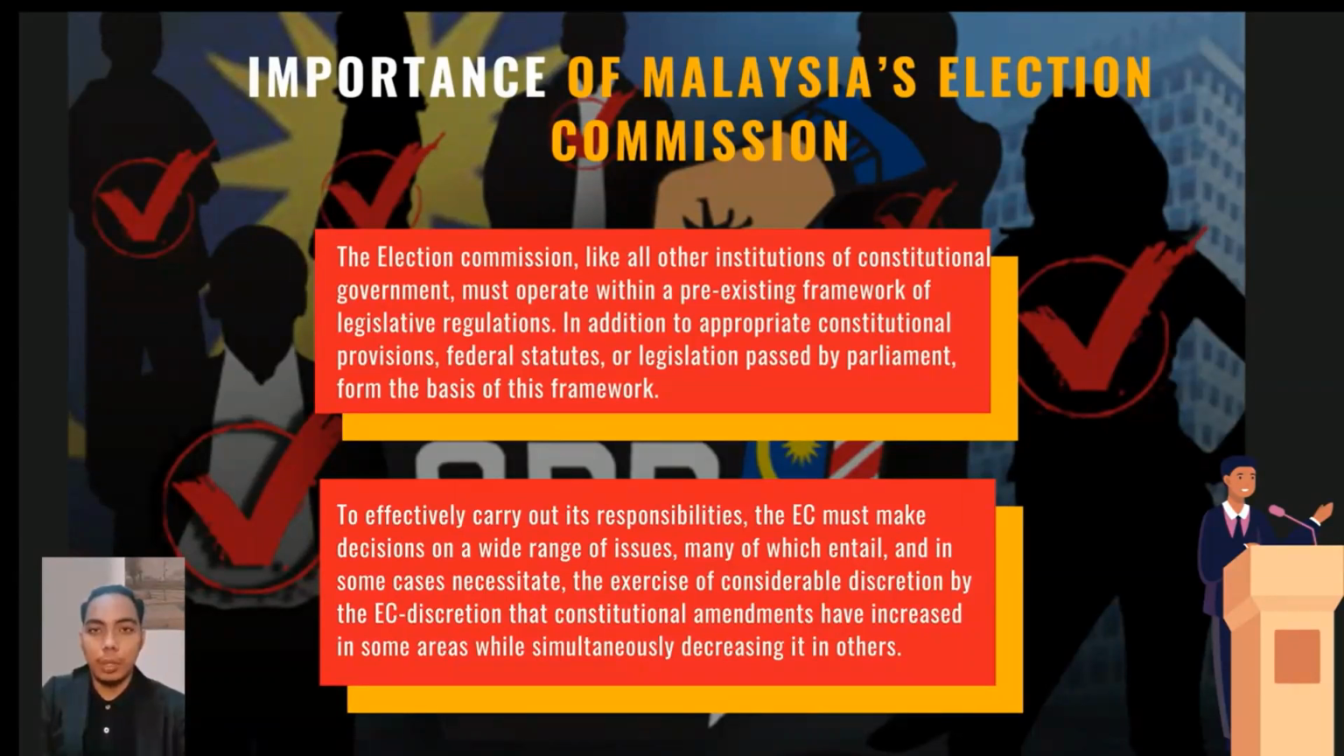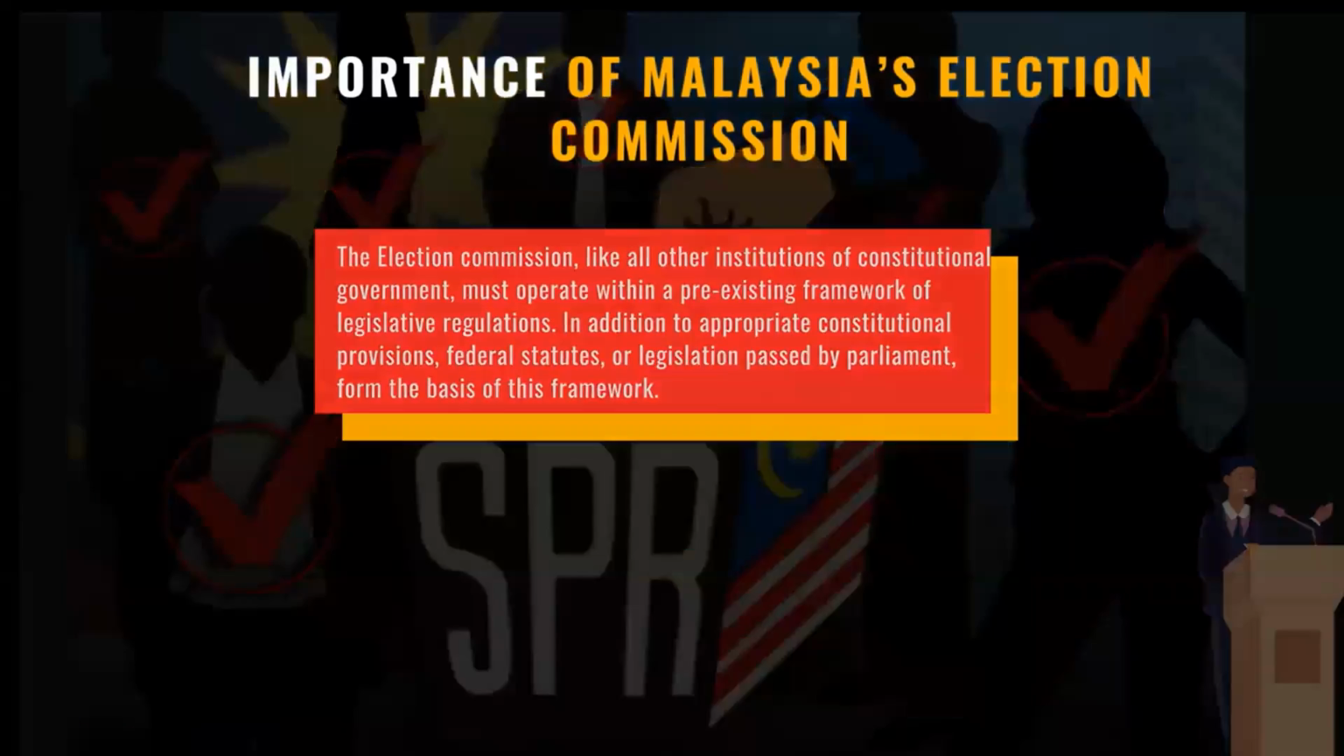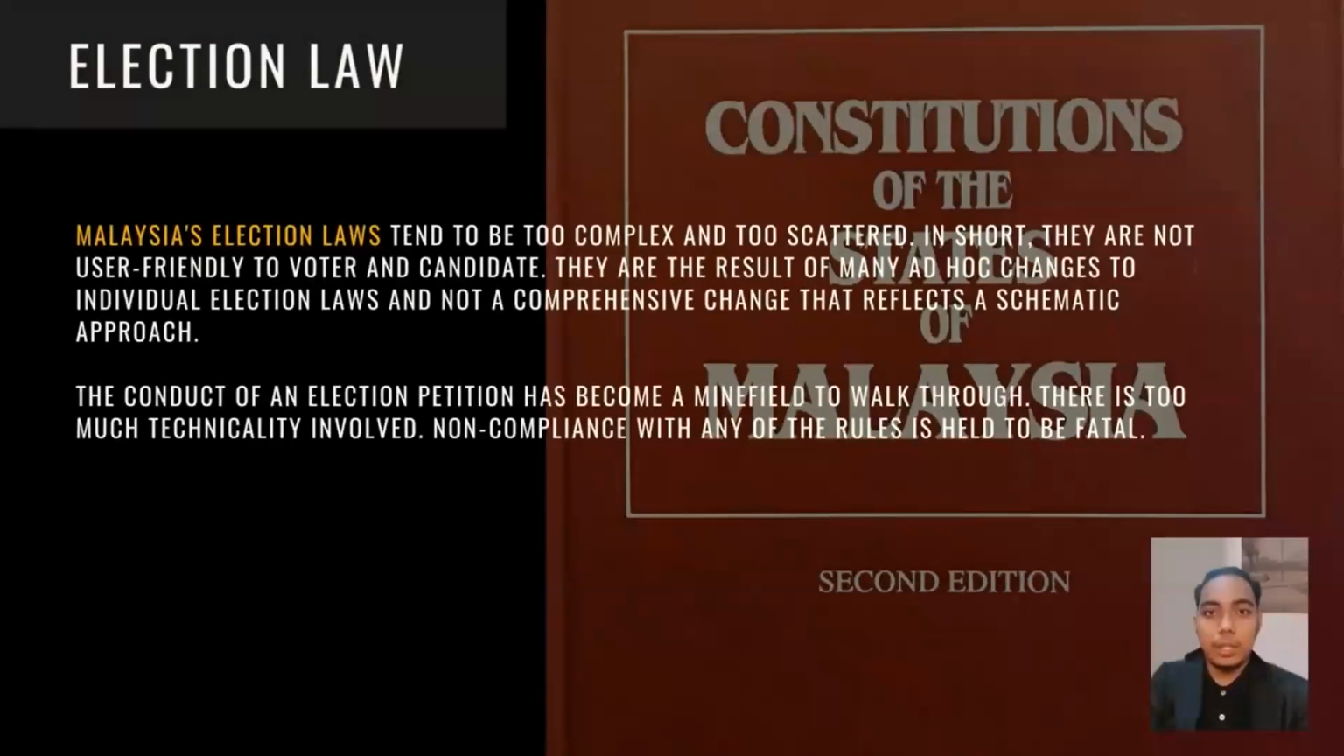A robot like the EC, with no discretionary ability or agency, can scarcely be called powerful or significant. Next part is election law. Malaysian election laws tend to be too complex and too scattered. In short, they are not user-friendly to voters and candidates.